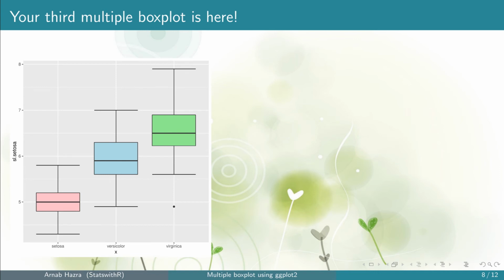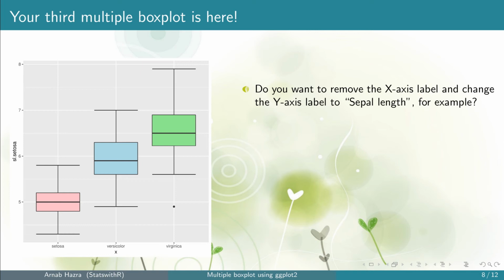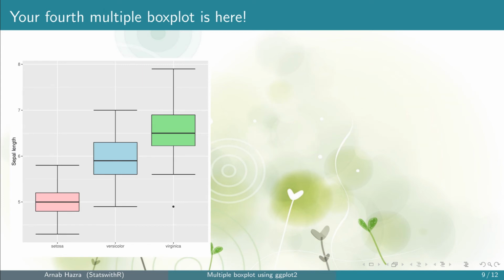Okay, you get your third multiple box plot. You can see that the boxes are filled by your chosen colors. Next, you might be interested to remove the label of the x-axis, the small x, and rename the y-axis label by say sepal length. To do that, with p1 add xlab, a blank quote, plus ylab, "sepal length" within quotes. Now press enter. Okay, you get your fourth multiple box plot.